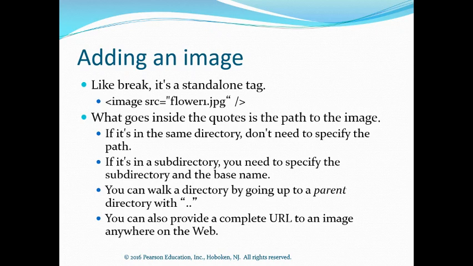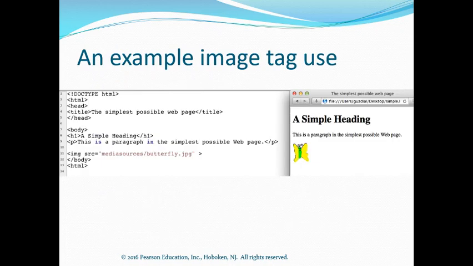You can walk a directory by going up to a parent directory with dot dot. You can also provide a complete URL to an image anywhere on the web. So here's an example. We see that all the top looks normal, where we have our header, we have our body, but inside the body, you'll notice we have image, source, and the source equals media sources slash butterfly. So what do we think that means?